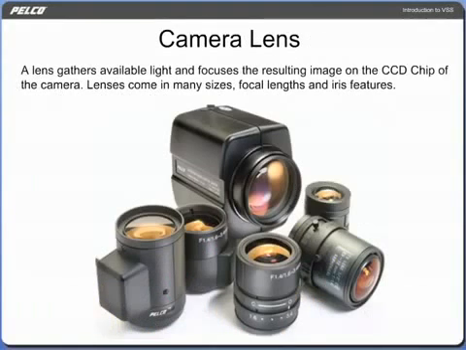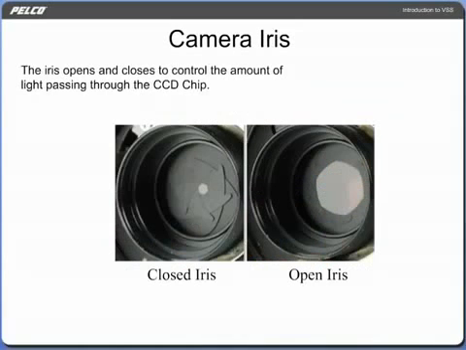A lens gathers available light and focuses the resulting image on the chip of the camera. Lenses come in many sizes, focal lengths, and iris features. Choose the wrong lens, and you wind up with a poor or unusable picture. Adjusting the lens is also important for maximum performance. The iris opens and closes to control the amount of light passing through the CCD chip.